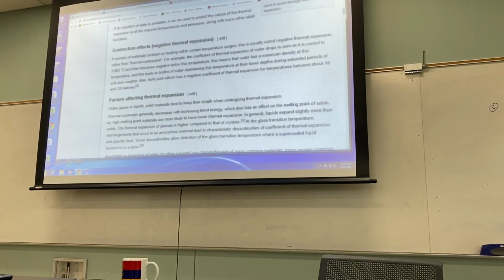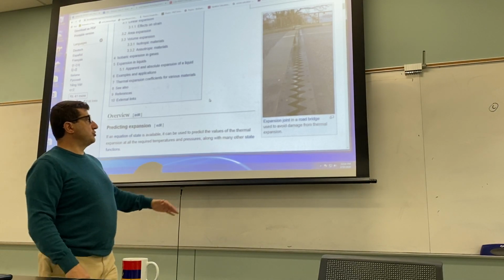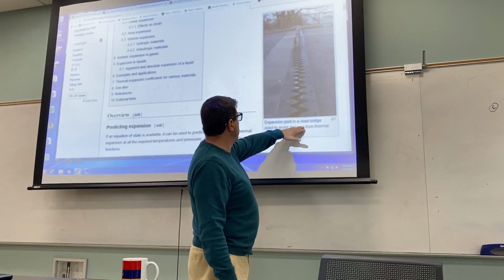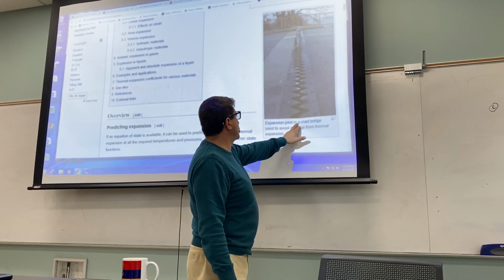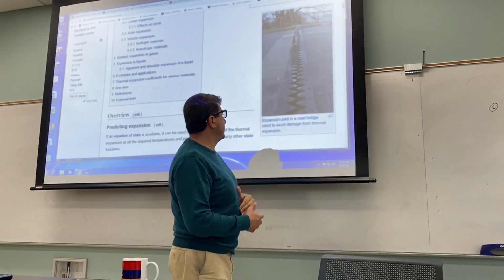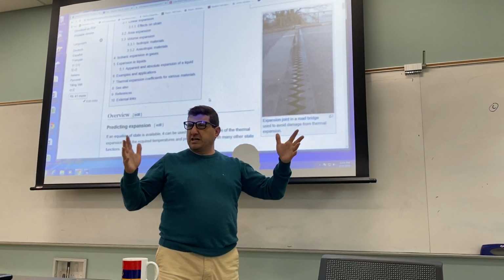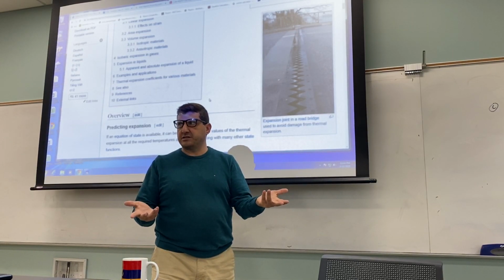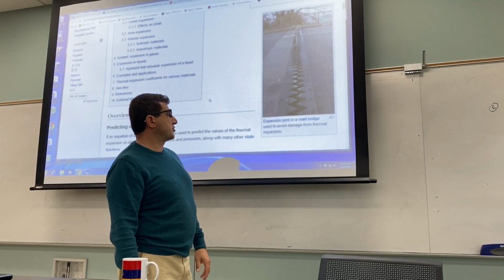So, expansion of materials is an important topic in many different areas. This one shows you a simple example of when you're building a bridge that you want to put expansion joints. Expansion joint in a road bridge used to avoid damage from thermal expansion. So pretty much a lot of things we have, we already naturally account for that expansion. If we don't, we get damage in property.